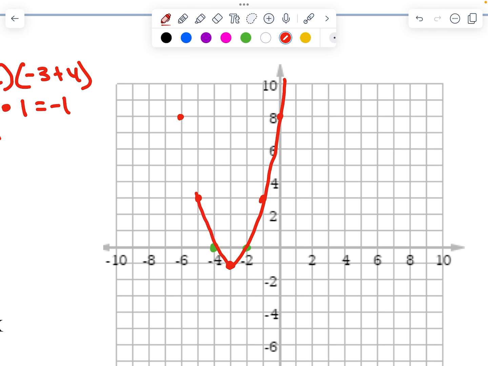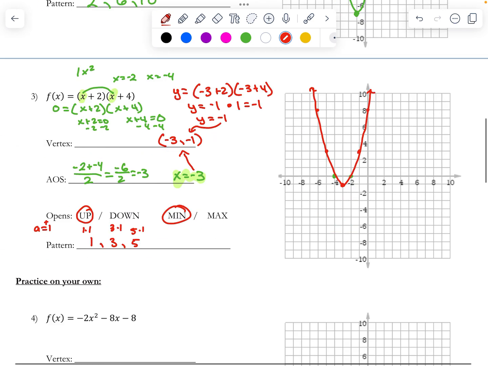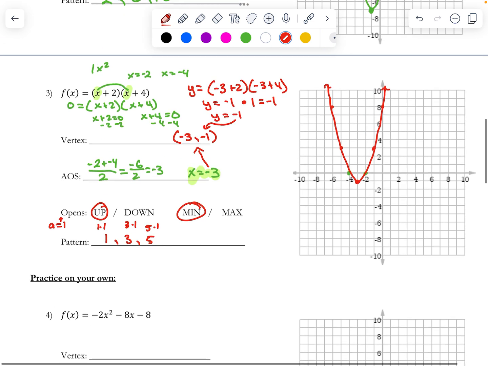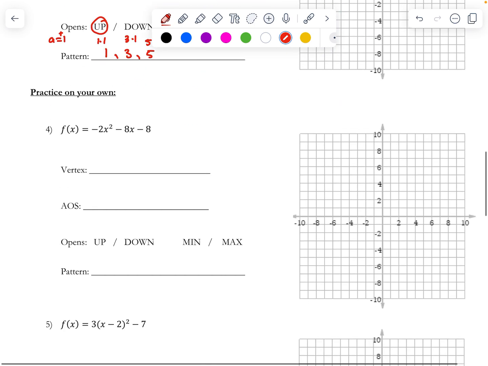Parabola is right here. Boom and boom. Wonderful. All right, I'll let you guys take a look at that. And now let's move on.